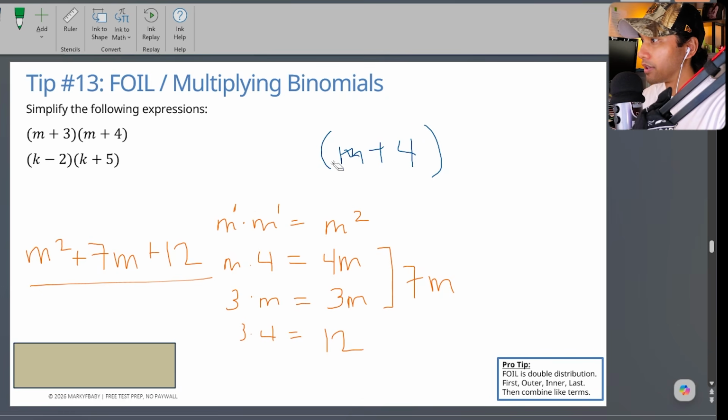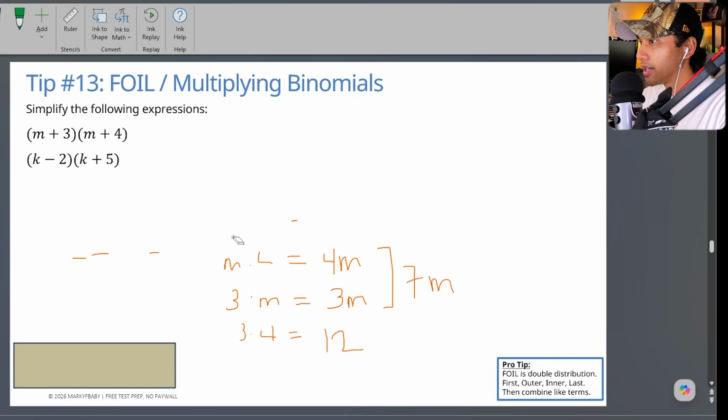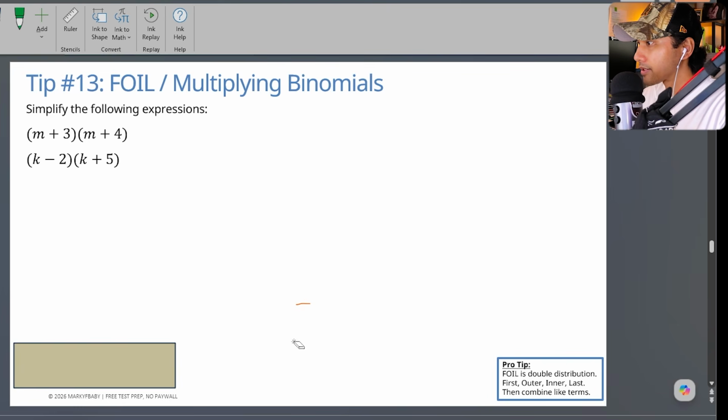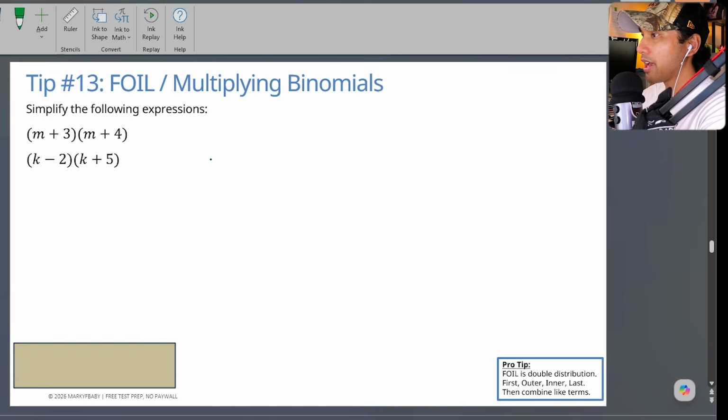Now let's do the next equation, or not equation, expression. Next expression. I will mix them up, but honestly, who cares? Okay, just know how to solve the problem. So we have k minus 2 and k plus 5. Okay, what do we do first? I'm going to use this rainbow color.